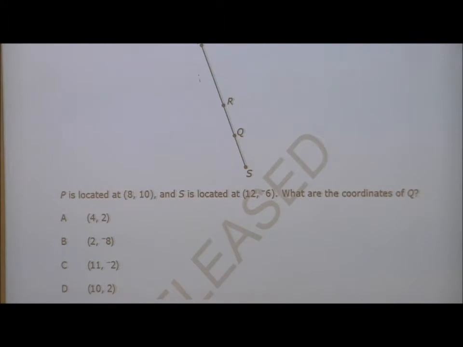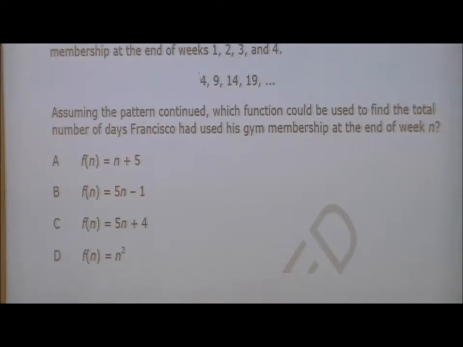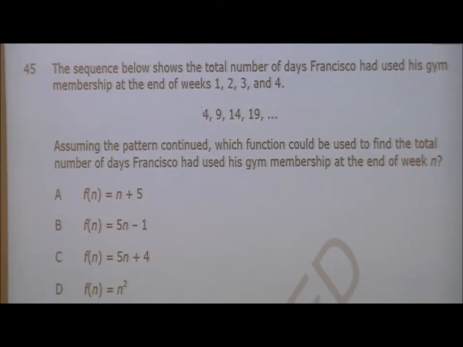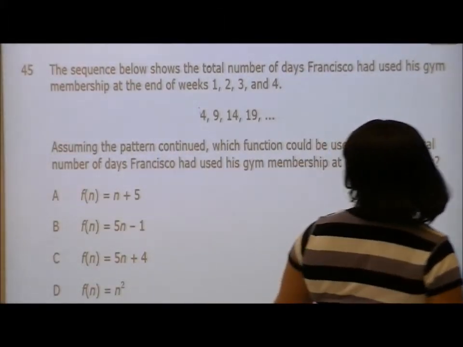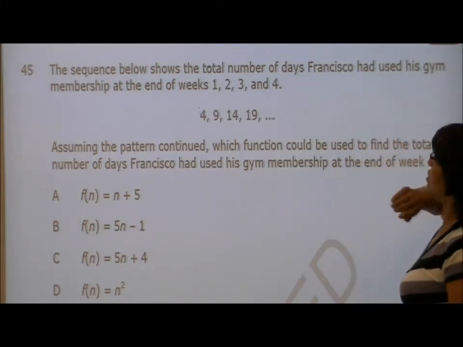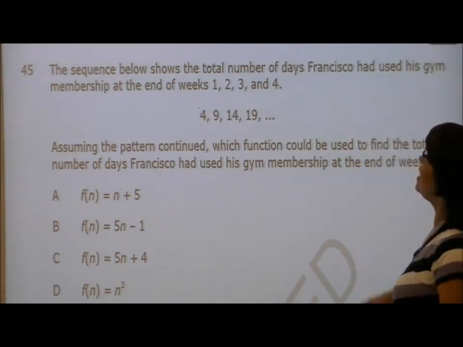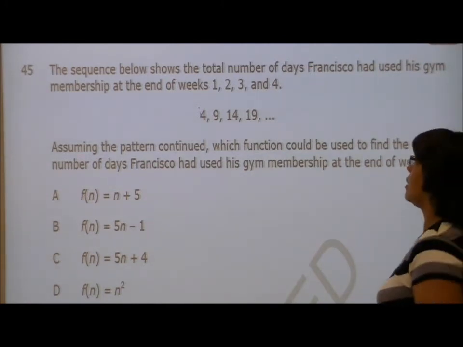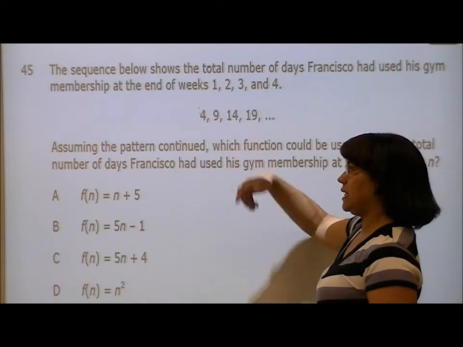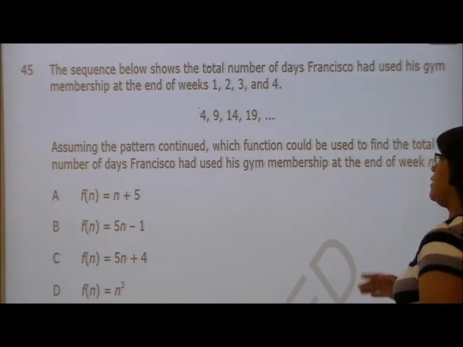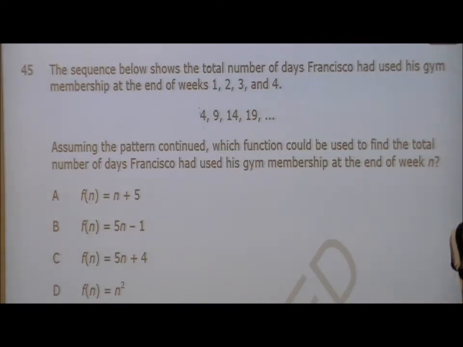Okay, number 45. The sequence below shows the total number of days Francisco had used his gym membership at the end of weeks 1, 2, 3, and 4: 4, 9, 14, 19. Assuming the pattern continued, which function could be used to find the total number of days Francisco had used his gym membership at the end of the week?